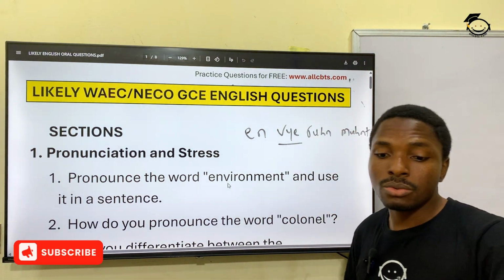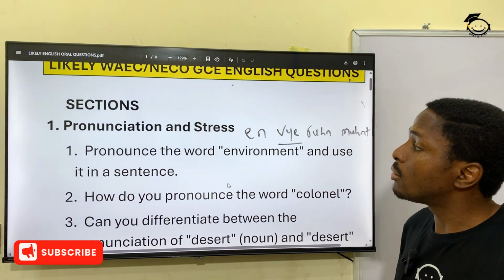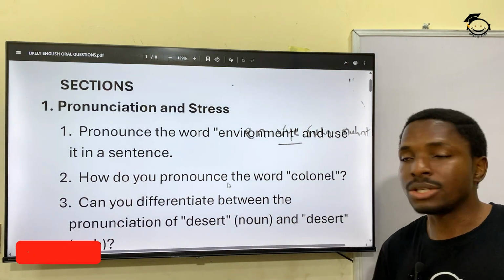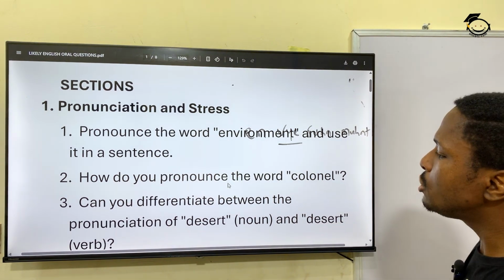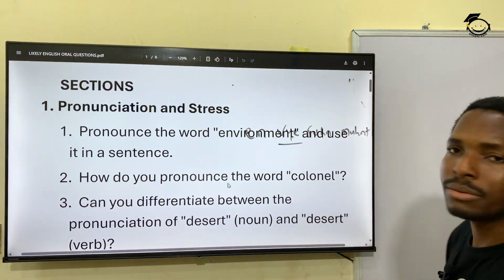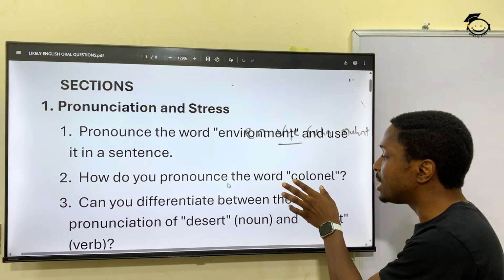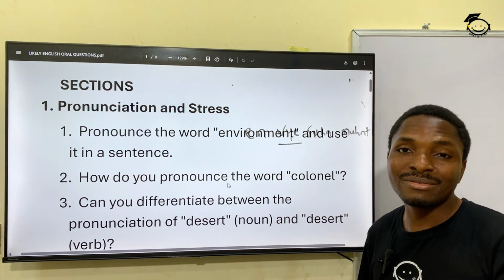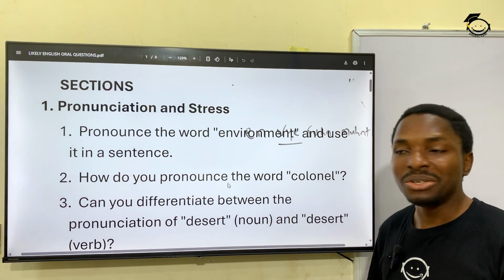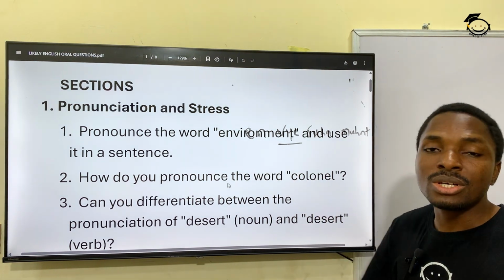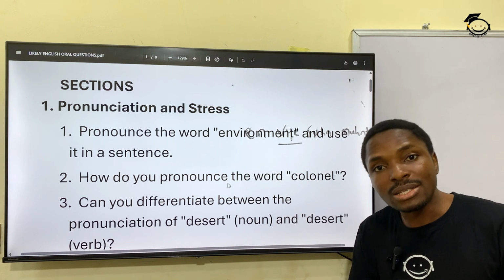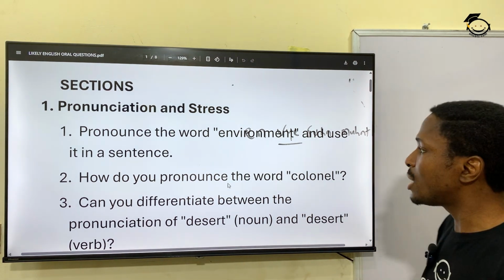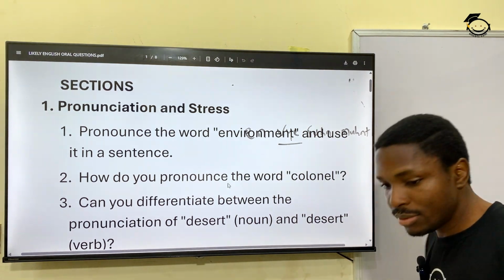Well, let's see one or two more questions from this section. I actually did 3 questions per section. So, how do you pronounce the word colonel? Now, you see, it looks like colonel, but you don't pronounce it as colonel. It's colonel. Do you understand? You can even copy this word and paste it into your Google search and see how it's pronounced. Colonel.